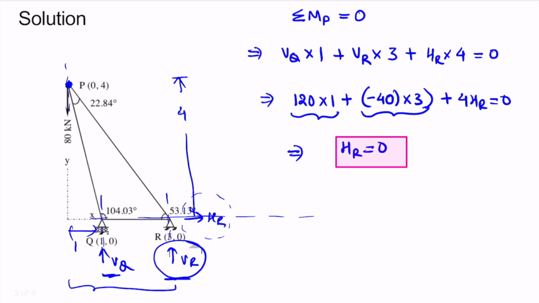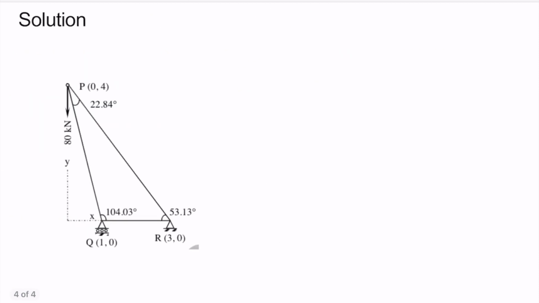Now let's find out the force FQR. For that, let's draw this joint R separately here. So we have this joint R, we have the force FPR here, and FQR. So initially I am considering every force to be tensile in nature. Okay, so I have drawn the tensile force.